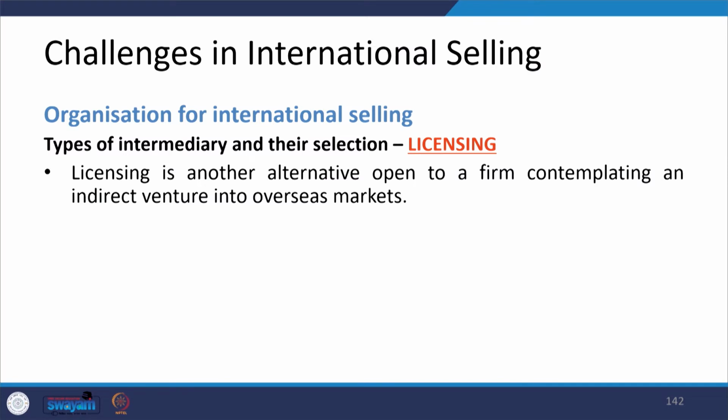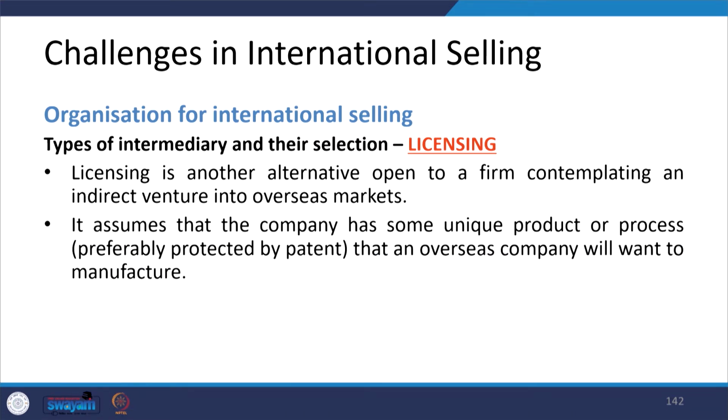The third way is licensing. Licensing is another alternative open to a firm contemplating an indirect venture into overseas markets. It assumes that a company has some unique product or process, preferably protected by a patent, that an overseas company will want to manufacture. So you have something which is legally protected under the patent act, and then you want to transfer that technology to a particular country.